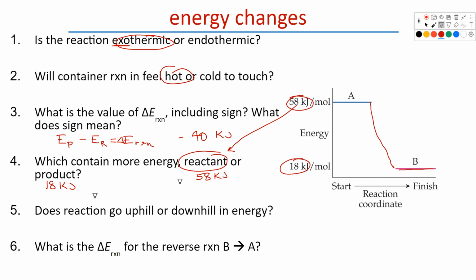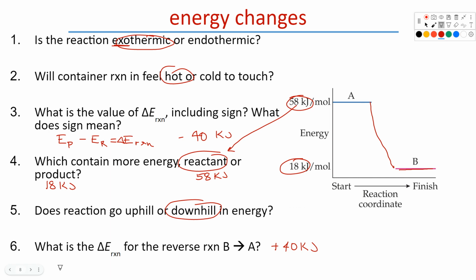All right, Maggie, back to you. Does the reaction go uphill or downhill in energy? Downhill. Good job. And what is the change in energy if it was the reverse reaction, Cameron? Say it again. Yep, plus 40 kilojoules.